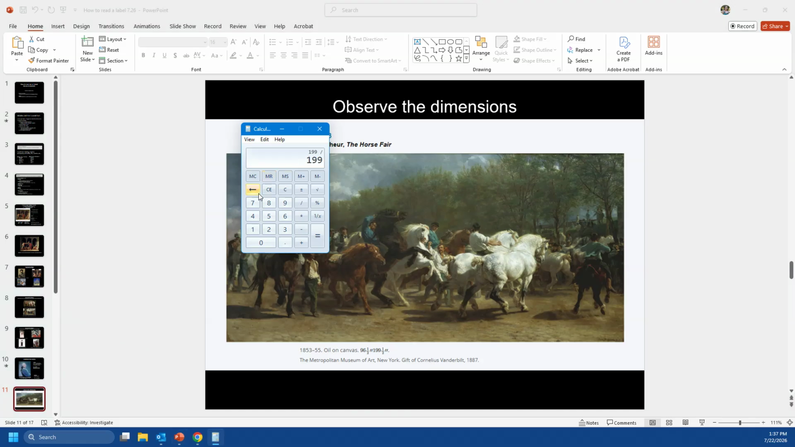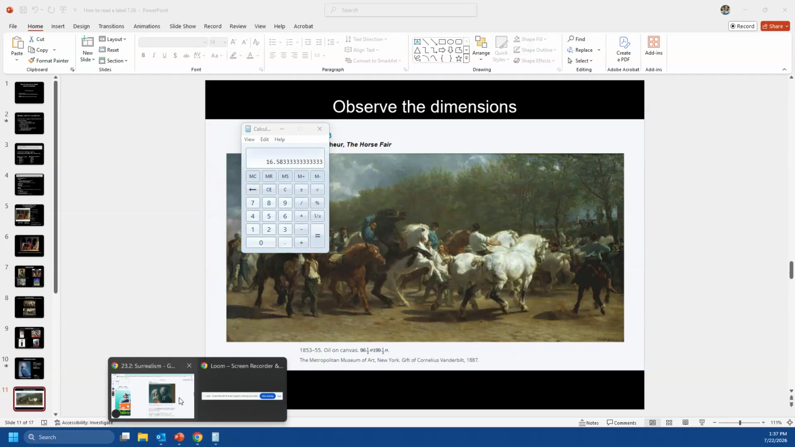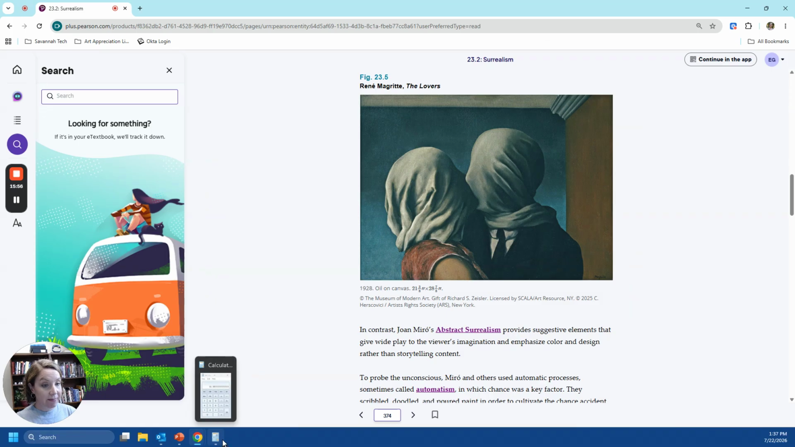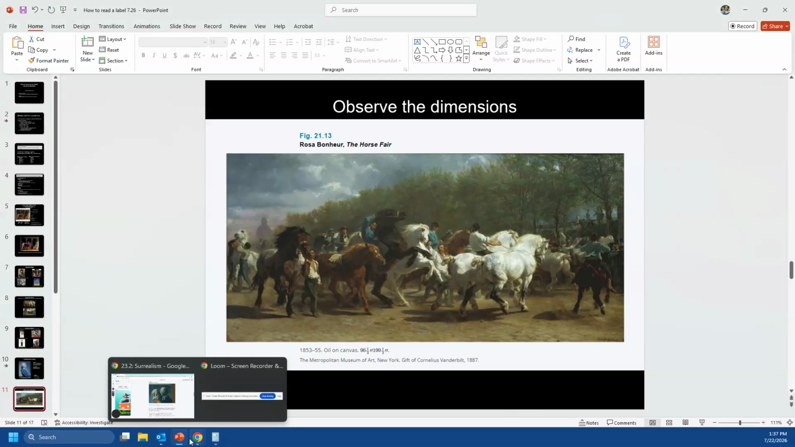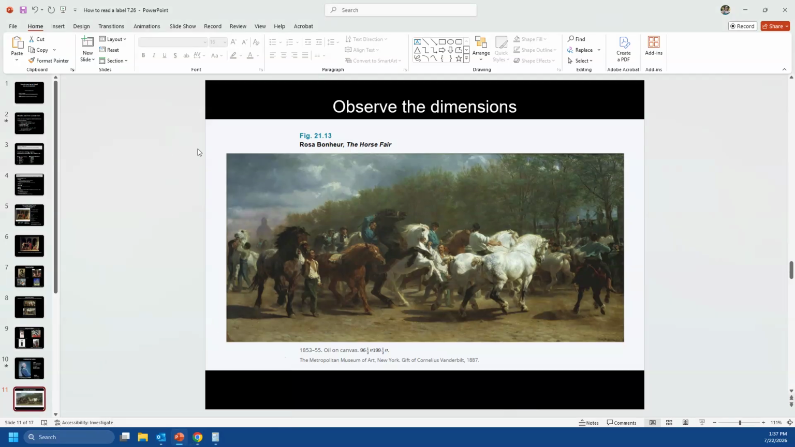So you might need to break out the old calculator. 199 divided by 12. This work of art is 16 feet long. It's pretty big. So you might need to break out that calculator in order to understand how large a work of art is, what the dimensions are. So this work of art, as it happens, is about 8 feet tall, 16 feet wide. It's pretty impressive.